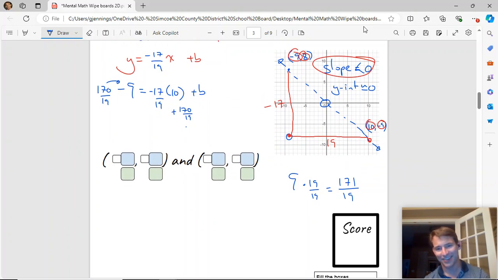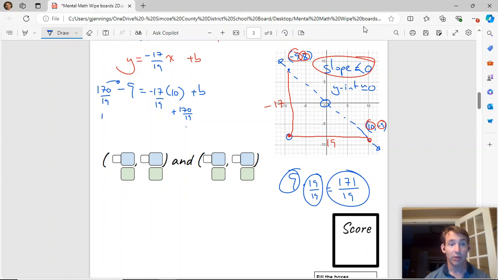Okay, so 9 times 19, it's 90 plus 81. 90 plus 81 happens to be 171. So we're going to do 170. So that 9 equals this. That's just when I multiply it by 1. Okay, so create a common denominator. So now I have 170 minus 171 on 19 is equal to b, making negative 1 on 19 equal to b.